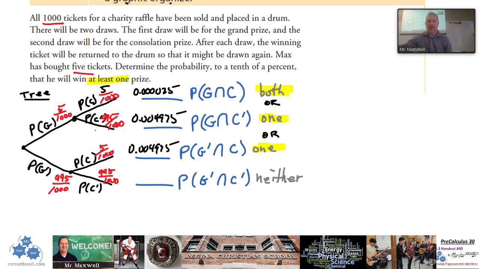So does it make sense to you guys that we should add all these up, or is there something that we're missing? Should we just add all these up, both, or 1, or 2? What do you guys think?